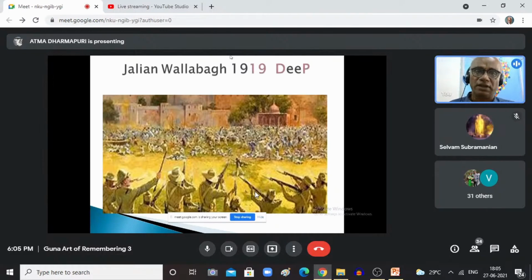Next comes Jallianwala Bagh. Jallianwala Bagh happened in 1919. You forget the 19 and you have 19 again. For 19, you can convert into D and P. So you can form a word, deep. So during the Jallianwala Bagh, you can form this story: the British people shot the people and all the people fell into the well, a deep well. So 1919, you cannot forget.